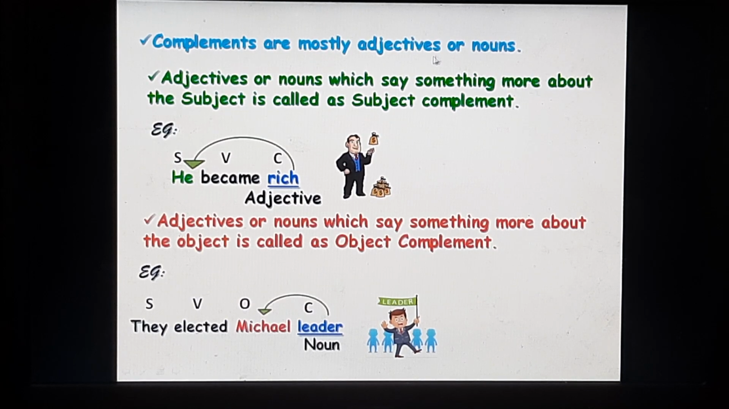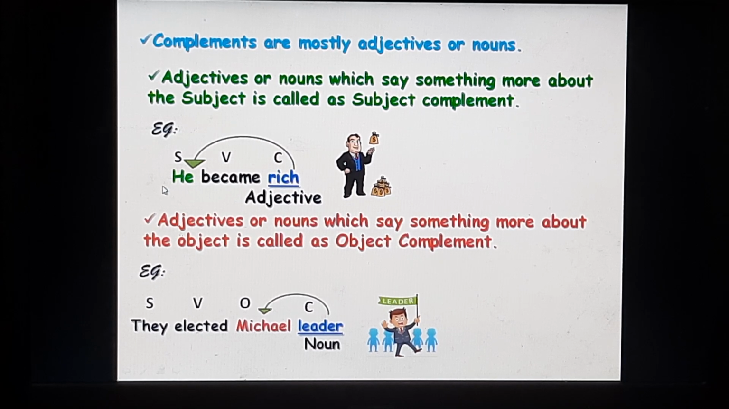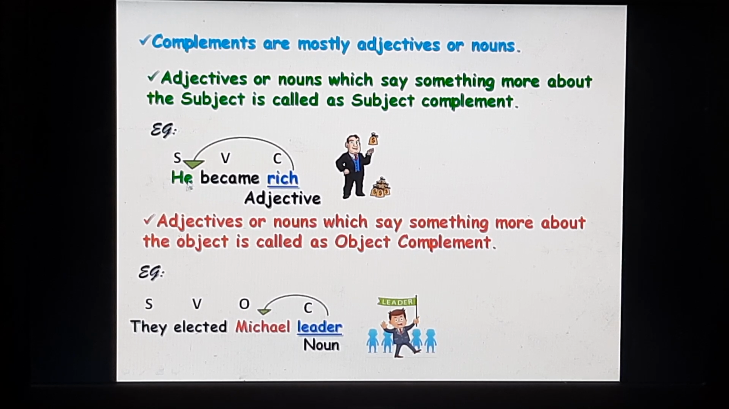Complements are mostly adjectives or nouns. Adjectives or nouns which say something more about the subject are called subject complements. Example, he became rich. Now, rich is your complement. It is an adjective. The complement says something more about the subject he. Therefore, rich is called the subject complement.